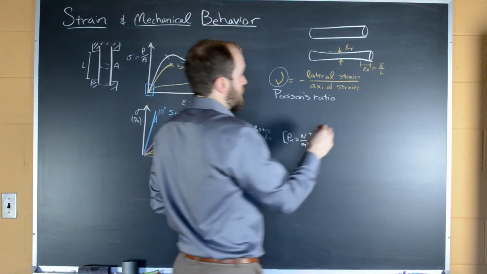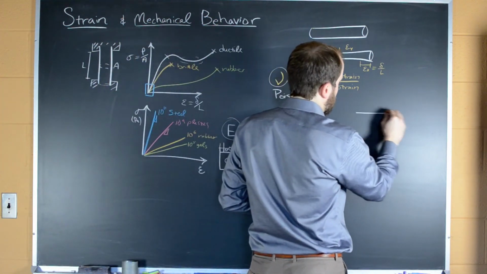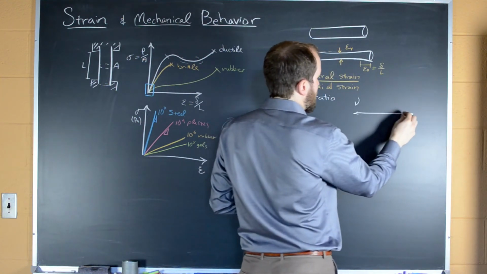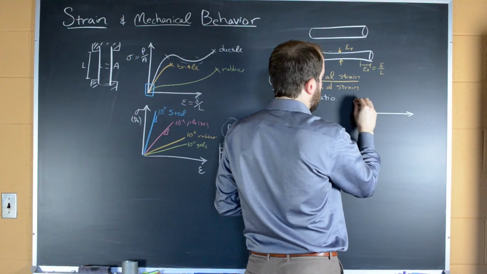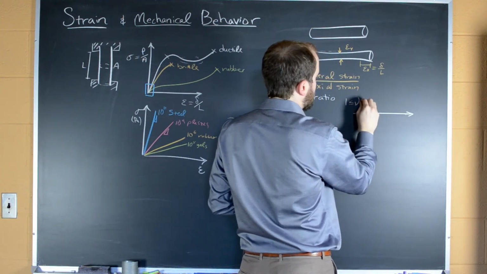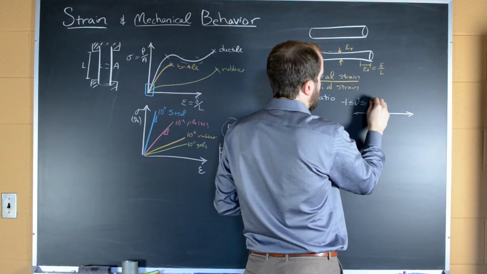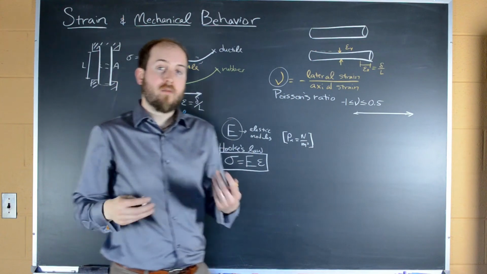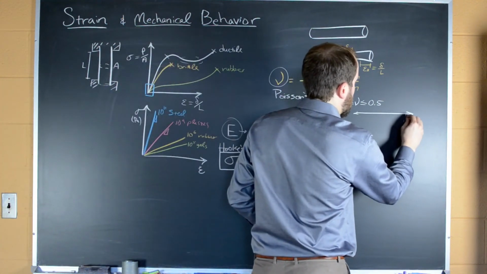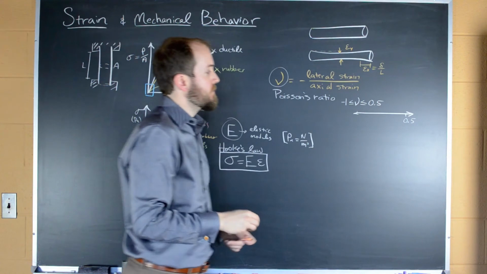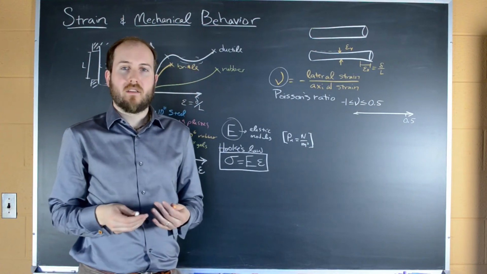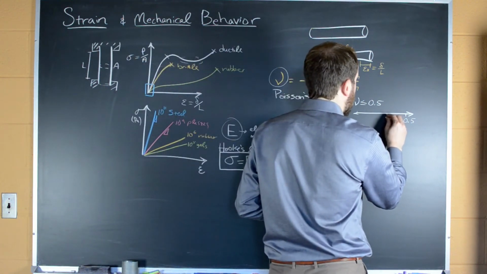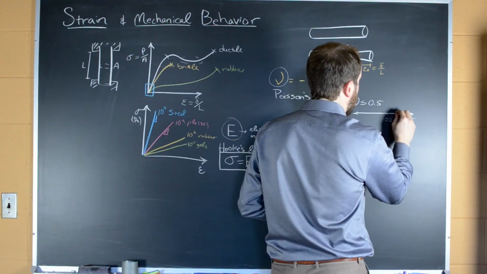Poisson's ratio, typically, if I look at a graph, goes from values of -1 to 0.5. Most rubbers have a Poisson's ratio of 0.5. Most engineering materials that you'll deal with in this class and in your future classes typically have a Poisson's ratio between about 0.2 to 0.3.